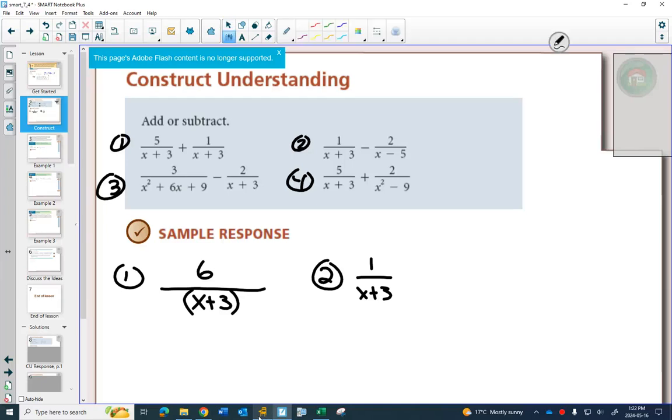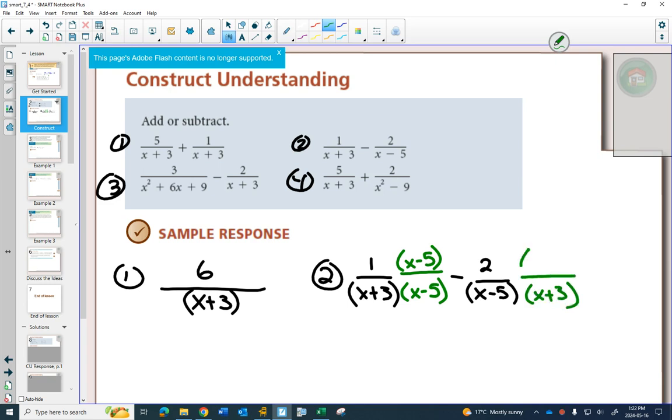One had a common denominator, so we can just add the tops. The second one, we're subtracting, and we don't have a common denominator. Again, I'm putting brackets around those, because that gets grouped together. So when getting a common denominator, can you see that the first one is missing the x minus 5? So I'd have to multiply top and bottom by x minus 5. The second one is missing the x plus 3.